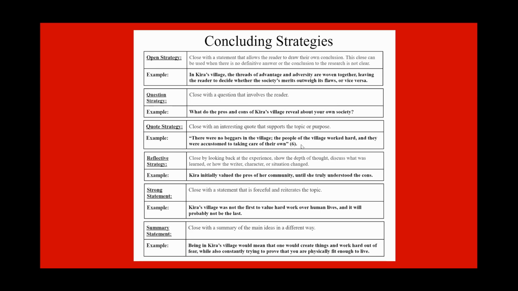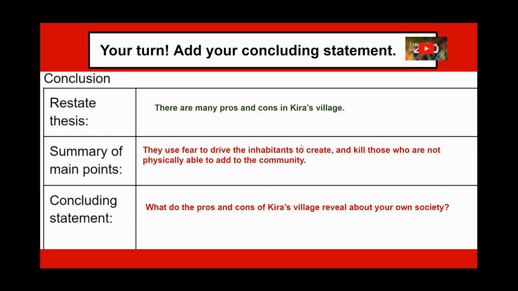You can push pause here and write your concluding strategy on your own paper. Make sure that you include your topic, which is the pros and cons of Jonas's community, and you wrap it all up for your reader. Push pause and come back when you are done. This is what my concluding statement looks like. I went with the question one that involved the reader. I felt like that was the best that mentioned my topic and wrapped everything up.